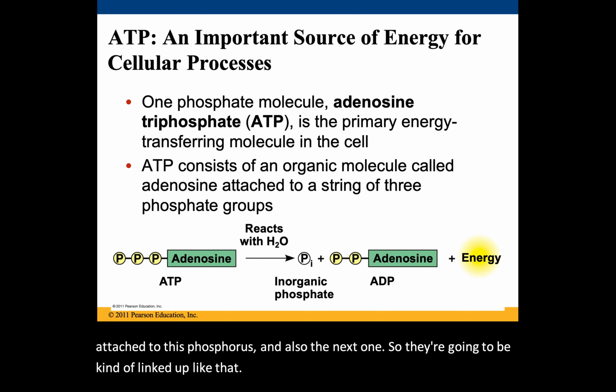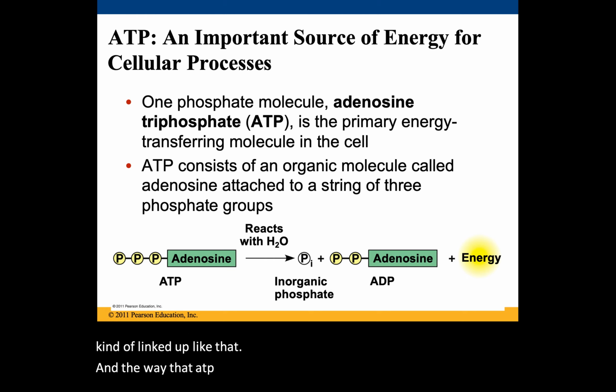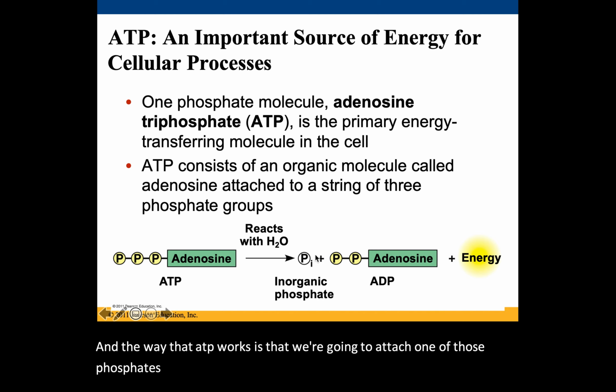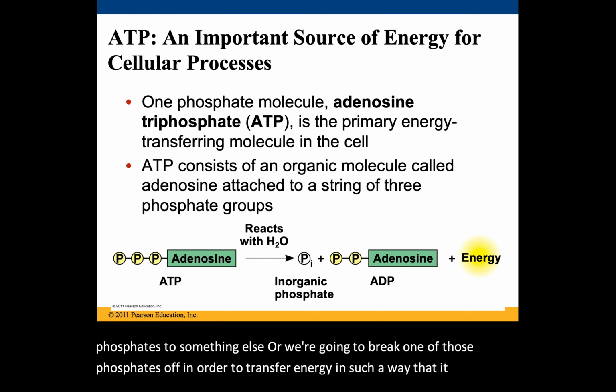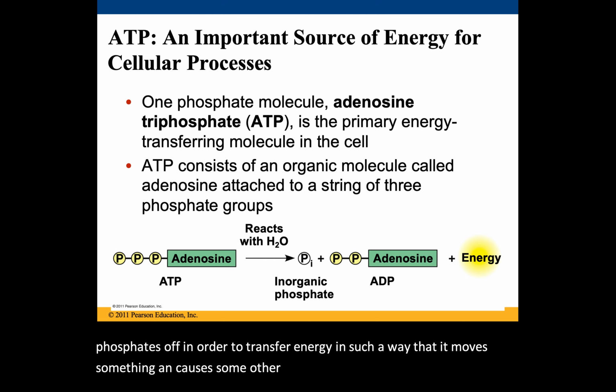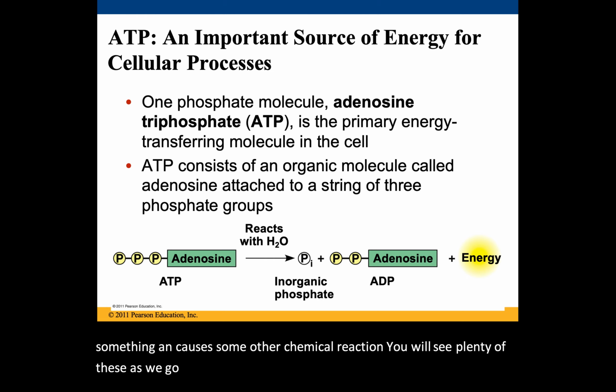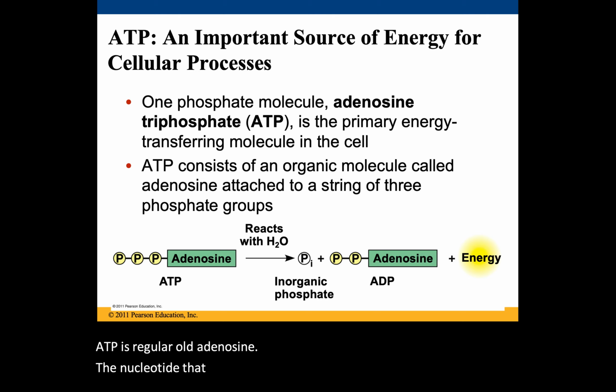And the way that ATP works is that we're going to attach one of those phosphates to something else, or we're going to break one of those phosphates off in order to transfer energy in such a way that it moves something and causes some other chemical reaction. You will see plenty of these as we go on in this class. But I just wanted you to know that ATP is regular old adenosine, the nucleotide that you find in RNA, and it's got 3 phosphates on it.